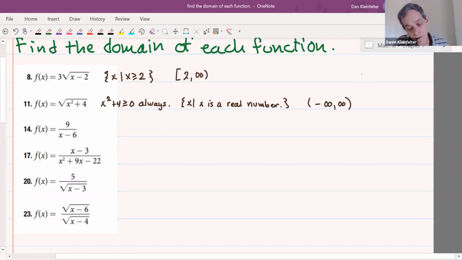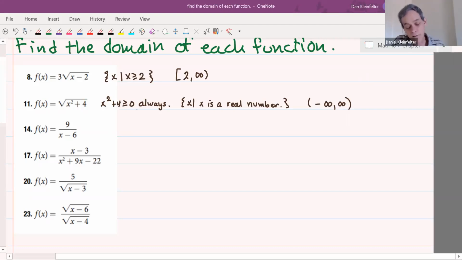In the first one, number 8, we have 3 times the square root of x minus 2. And so if we're taking a square root, the input or radicand has to be greater than or equal to 0. So if that's going to happen, x has to be at least 2. Okay, so we've expressed that both in set builder and interval notation.